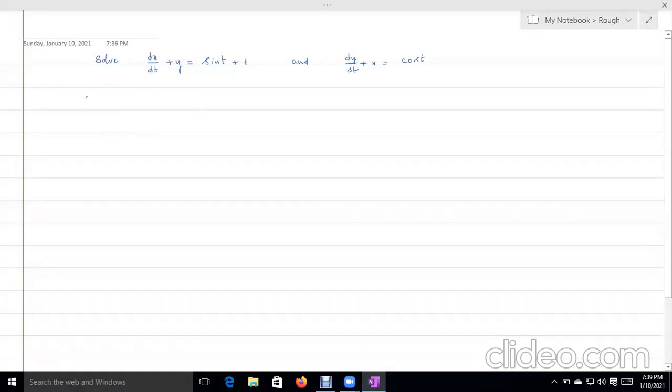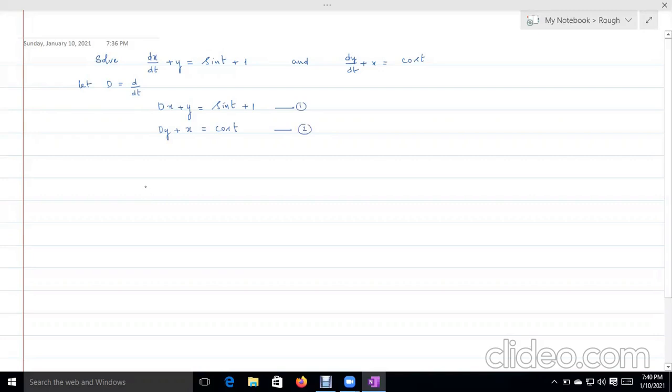Before solving, we will use a different symbol: capital D is equal to d by dt. Based on this, the given system of equations can be written as Dx plus y equal to sin t plus 1, and the other equation is written as Dy plus x equal to cos t. We call this one as 1 and this as 2.